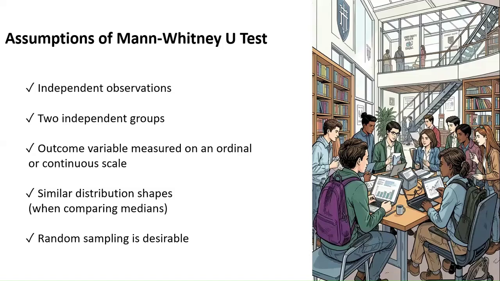Finally, if our objective is to compare group medians, the distributions of the two groups should have a similar shape. When this assumption is met, differences detected by the Mann-Whitney test can be interpreted as median differences. If the distribution shapes are very different, the test still remains valid, but the interpretation shifts from comparing medians to comparing overall distributions. Once these assumptions are reasonably satisfied, we can proceed with the Mann-Whitney U-test.